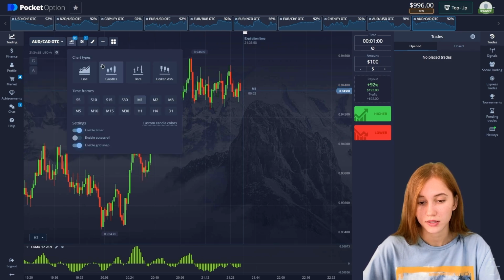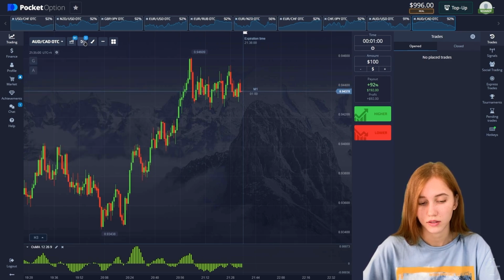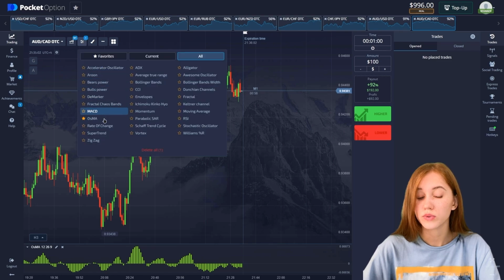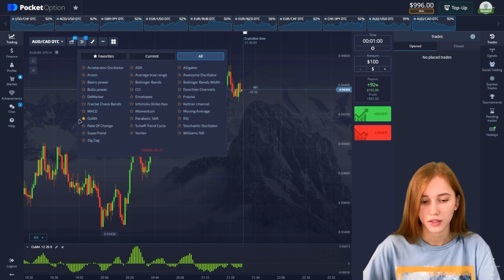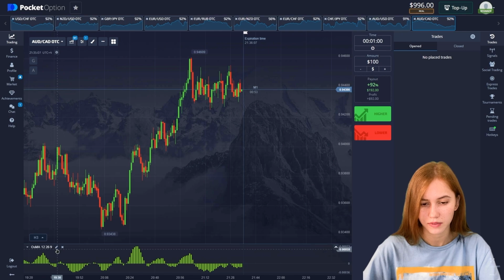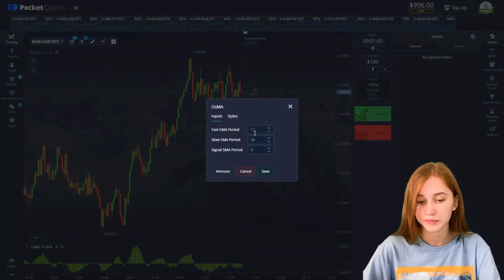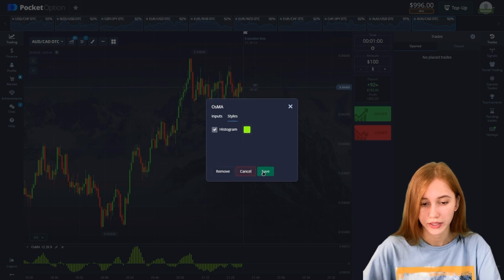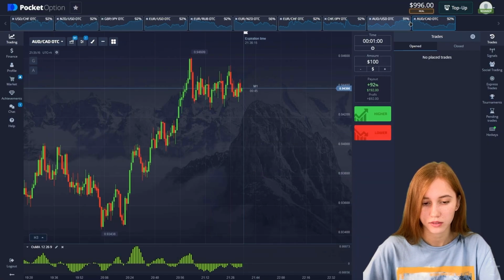Here are the settings, candles. We traded with the OSMA indicator. Here are the settings. You can copy it. Green color.